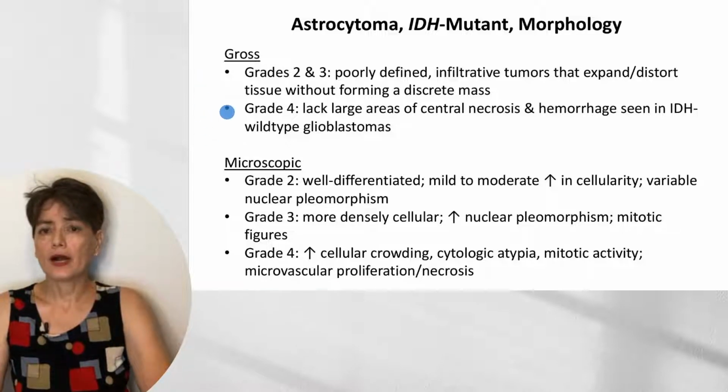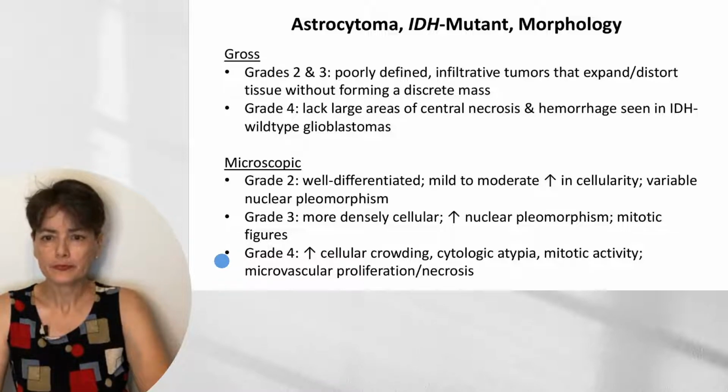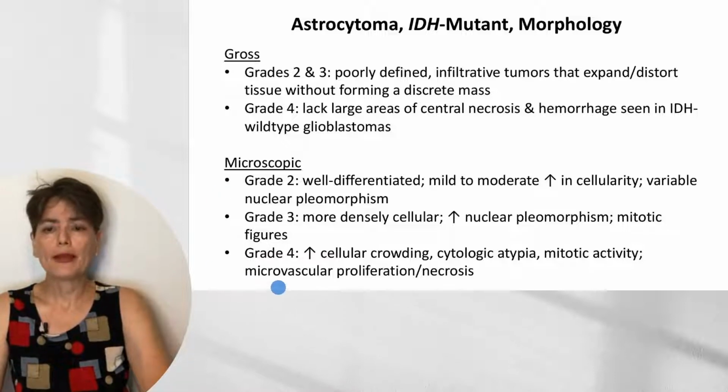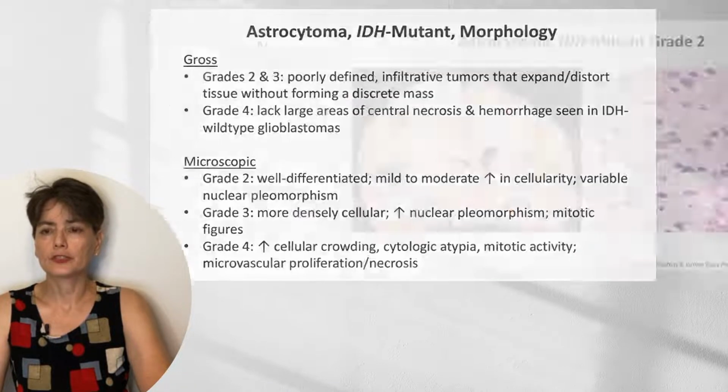These tumors, even though they're high grade, lack large areas of central necrosis and hemorrhage that are characteristic of this lesion. Now, microscopically, we have different findings depending on grade. Basically, as you increase in grade, you will be increasing in cellularity as well as nuclear pleomorphism and mitotic activity. Once we get to grade 4, we may see microvascular proliferation and necrosis. I'm going to show you a picture of this when we talk about the IDH wild-type glioblastomas, because that's much more characteristic for that lesion. But first, let's take a look at the gross of this IDH mutant astrocytoma.